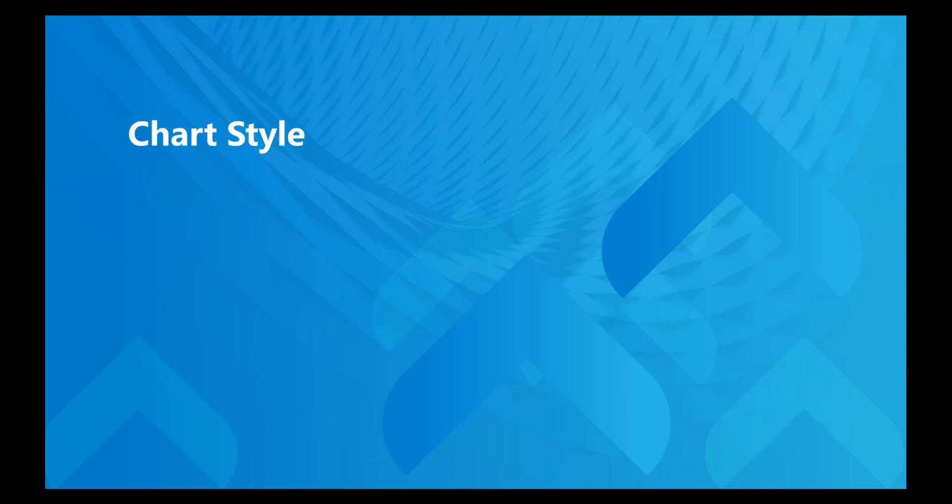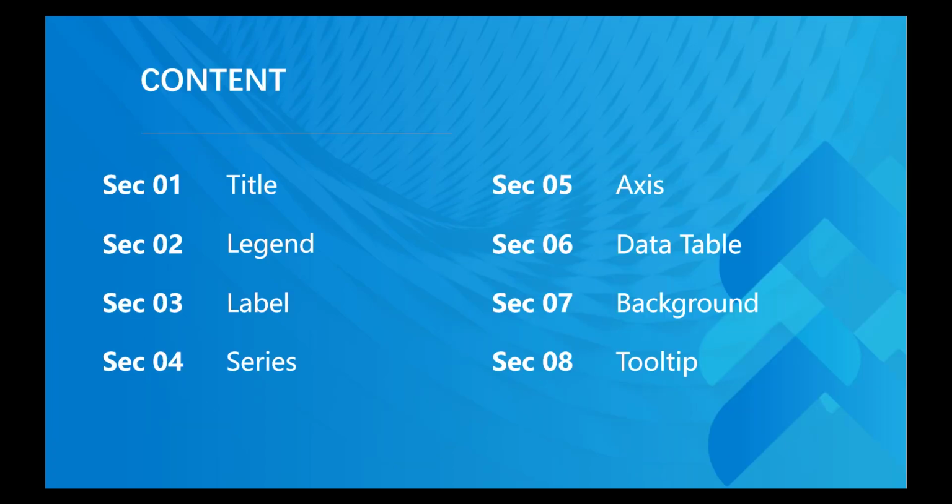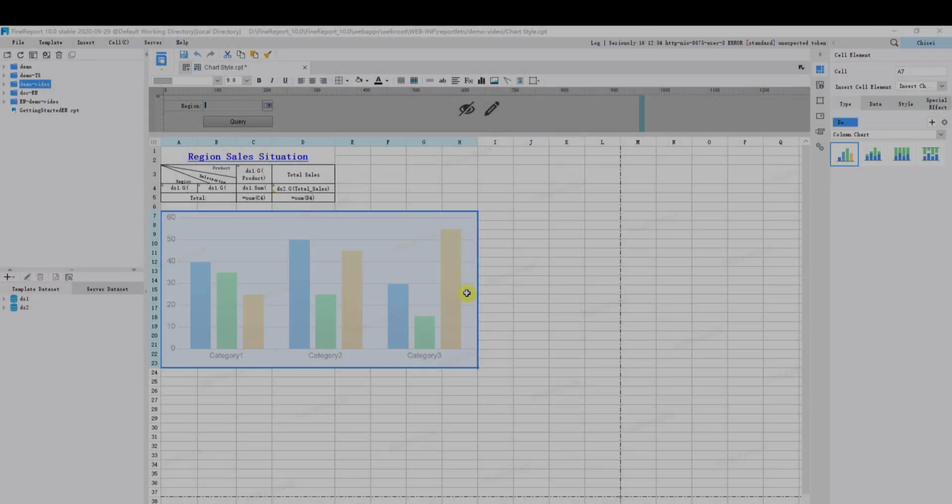Hi everyone, in this lesson, I will introduce the 8 basic chart styles in FineReport. For different types of chart, the style settings will be quite different. If you want further information, you can reference our help document. Here, I will use a report and column chart in the building demo as an example to explain.